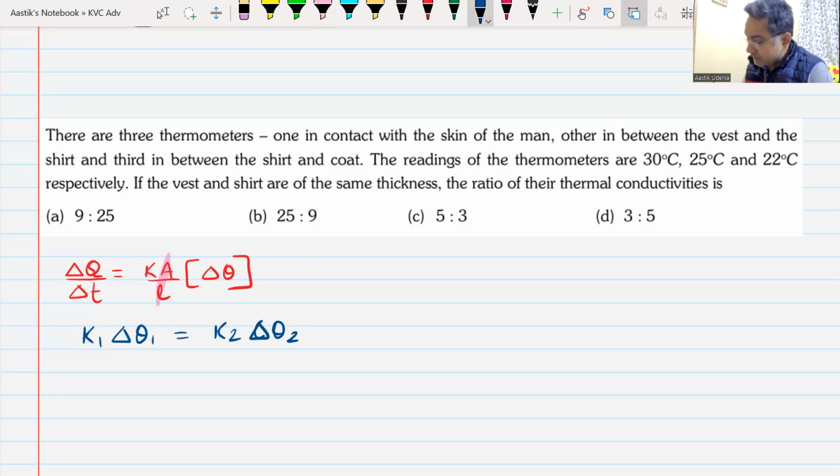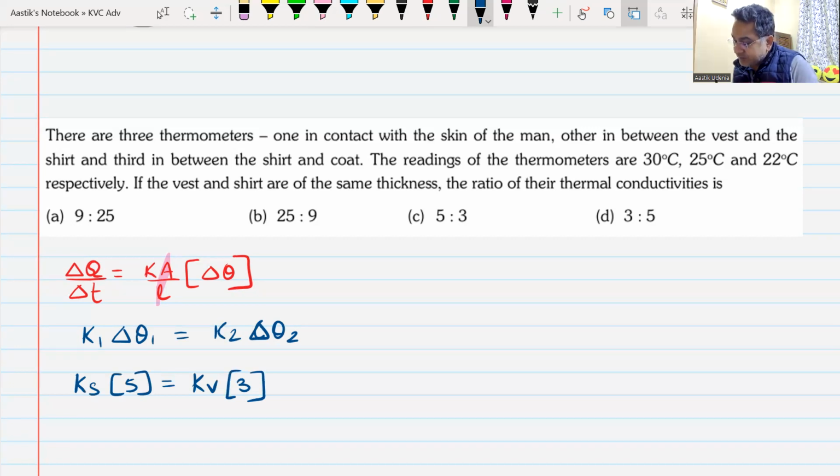K1, let me call it as shirt, into delta theta between the shirt and the coat, the temperature difference is 5. Into 5, that must be equal to K of the vest multiplied by the difference in temperature, which is 3. The ratio of thermal conductivity of vest, K vest by K shirt, is 5 by 3. So that is the answer. Do we understand this?